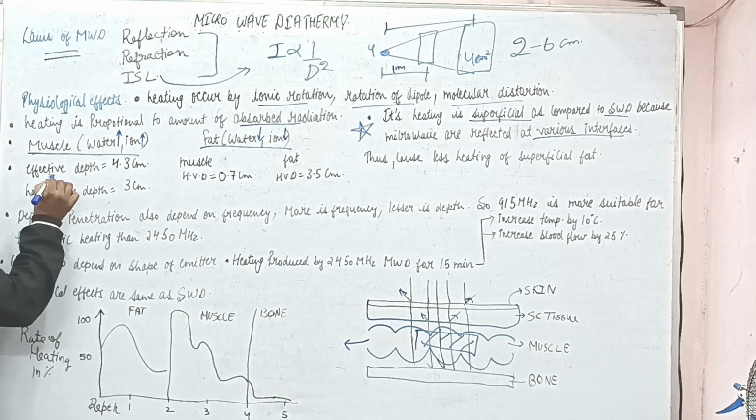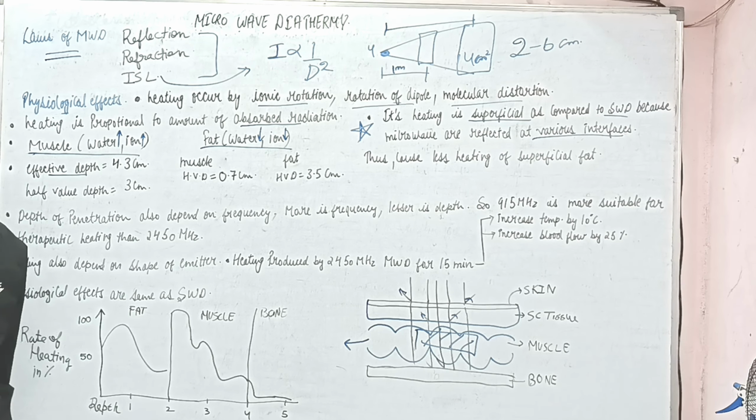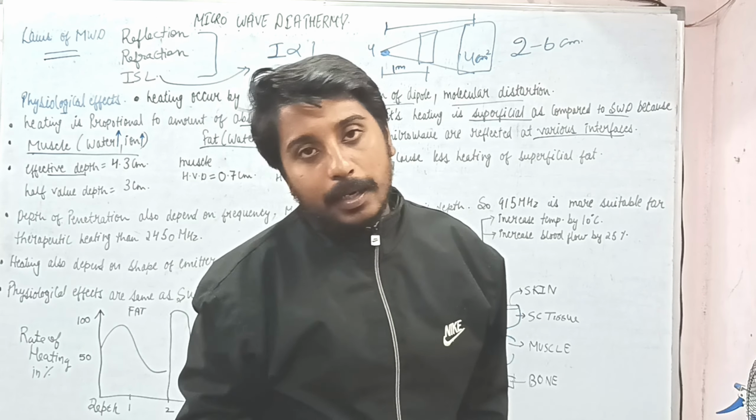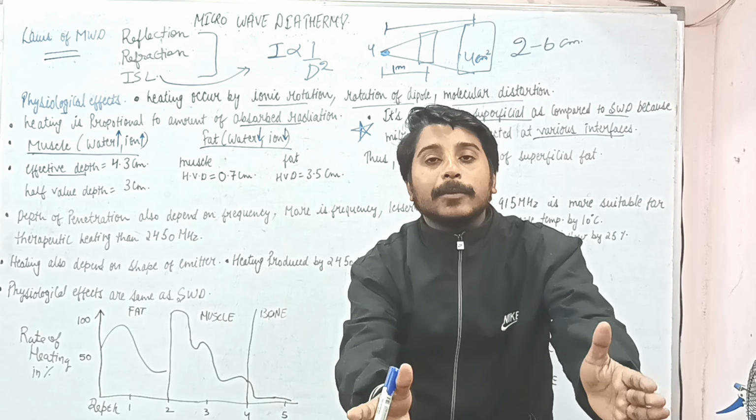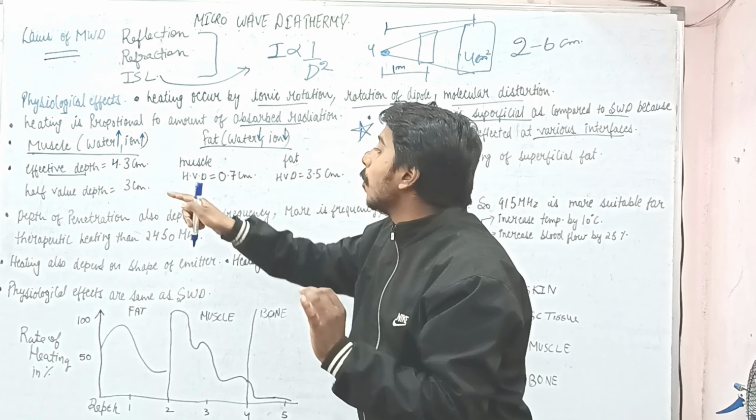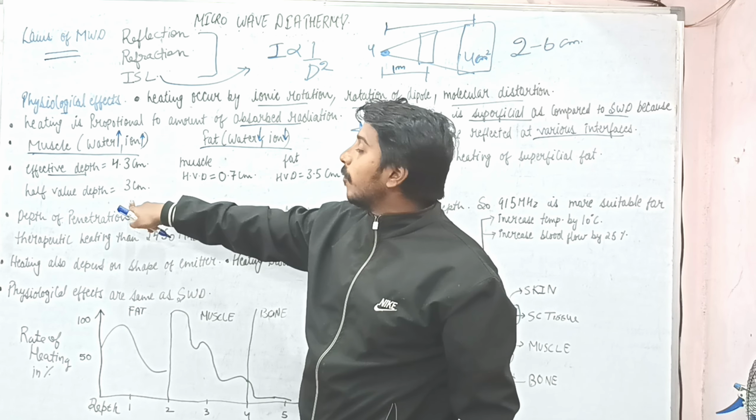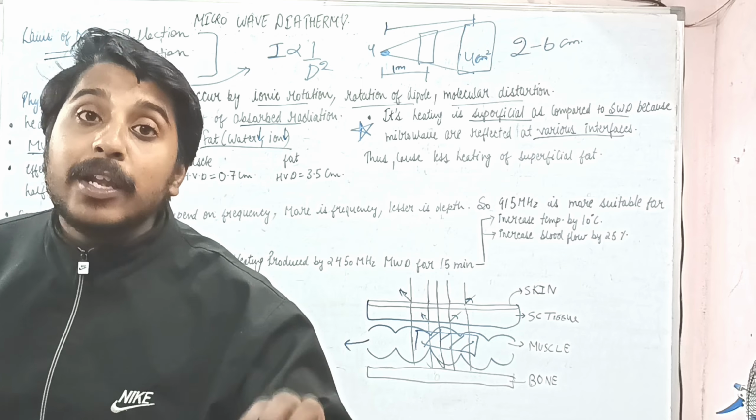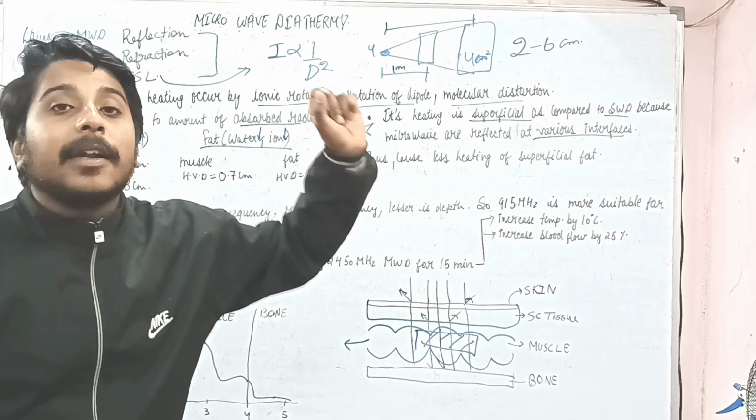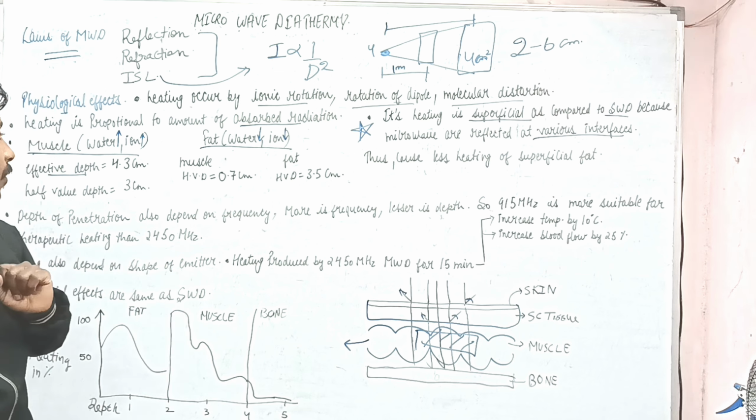The effective depth is 4.3 centimeter with half value depth 3 centimeter. This is the general value which is given to the depth of microwave in tissue. What is half value depth? Half value depth is the depth at which 50% energy of the radiation is lost.